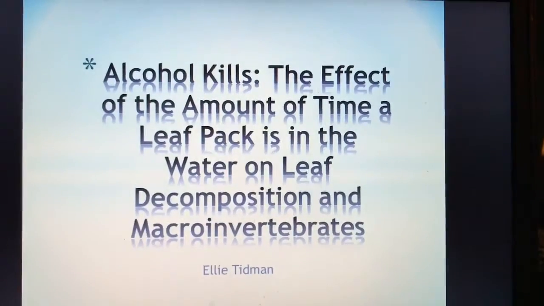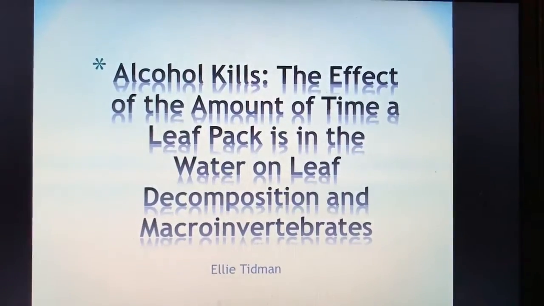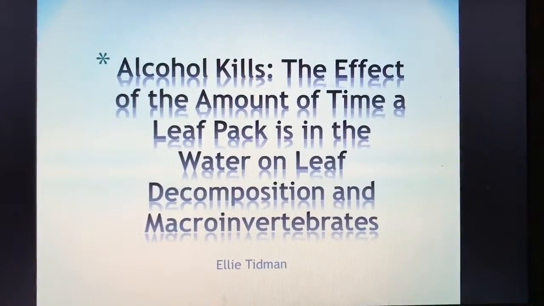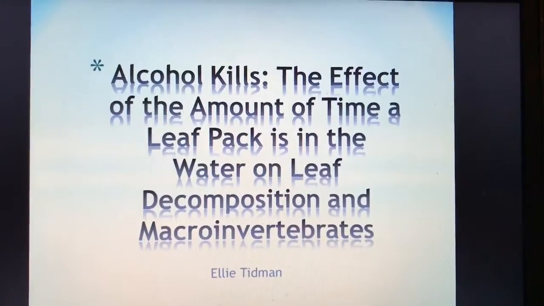Hi, my name is Ellie Tidman, and my presentation will be on the effect of the amount of time a leaf pack is in the water on leaf decomposition and macroinvertebrates.